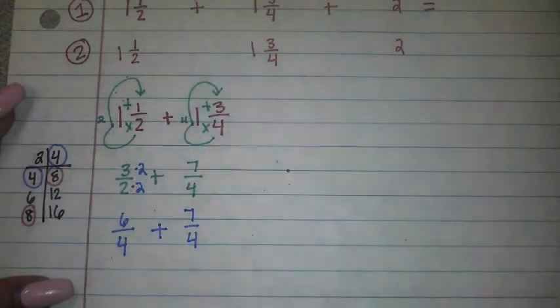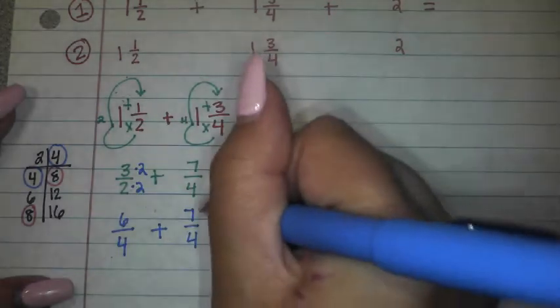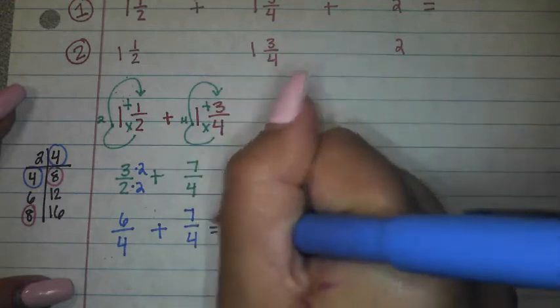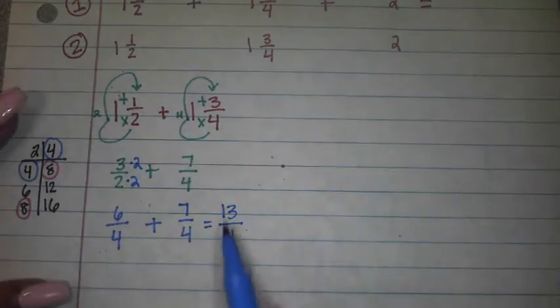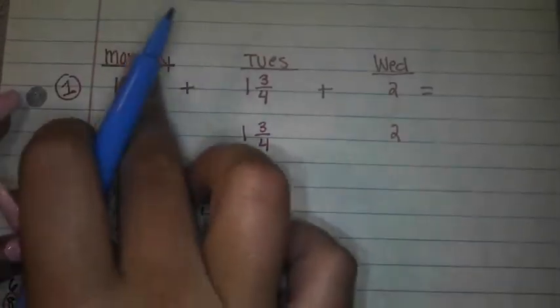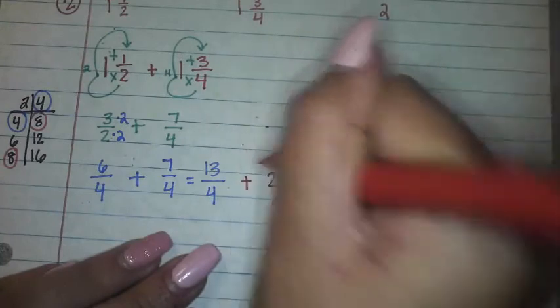And then we're going to add them together. 6 plus 7 is going to get me 13. And we're going to keep our denominator the same. So this is 13 over 4. That's just for Monday and Tuesday. I need to add in the Wednesday, so I'm going to add that 2 in.